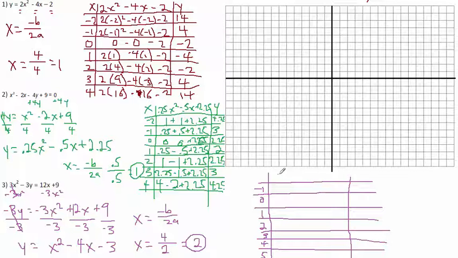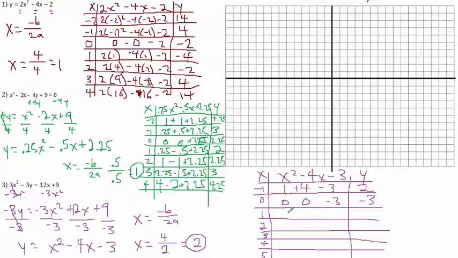Our equation was x squared minus 4x minus 3. So let's plug it in. X is negative 1, squared, positive 1. Negative 4 times negative 1, positive 4. Minus 3. So 1 plus 4 is 5, minus 3 is 2. Okay, that's our first point. 0, of course, that's 0, that's negative 3.